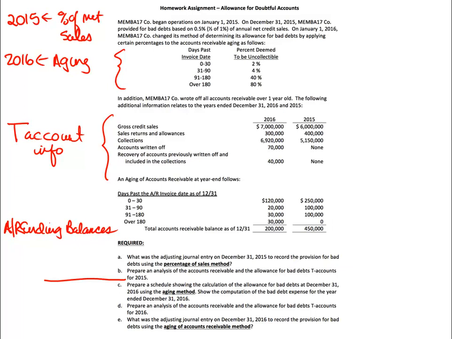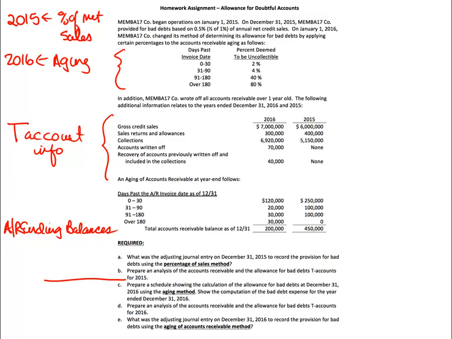And you also know what your accounts receivable aging is, because down at the bottom it says days past the accounts receivable invoice date as of 12/31 for 2016. Notice you've got those strata there. So you'll age those accounts. So that's the first one.